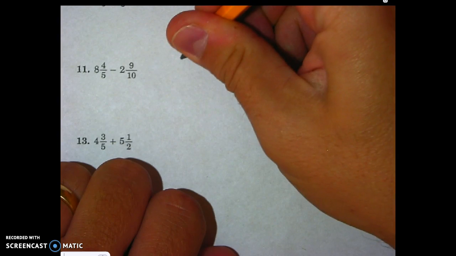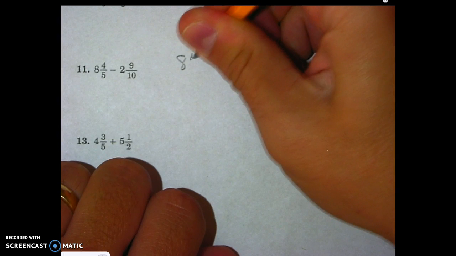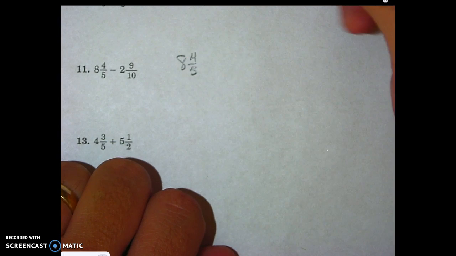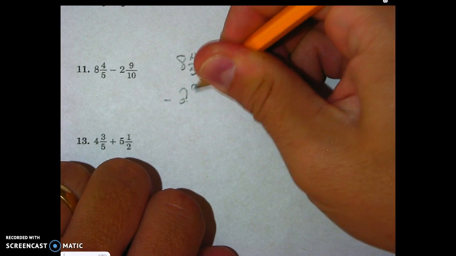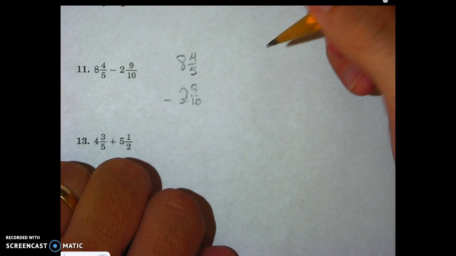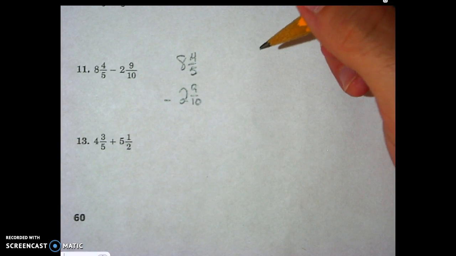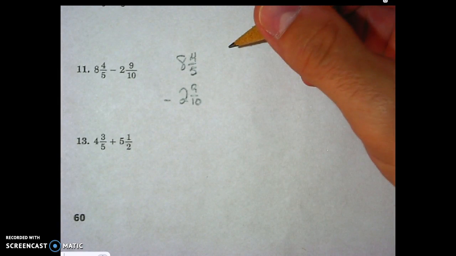We have 8 4/5. We are going to be subtracting 2 9/10. So I like to write them on top of each other so that we can find common denominators out to the right.